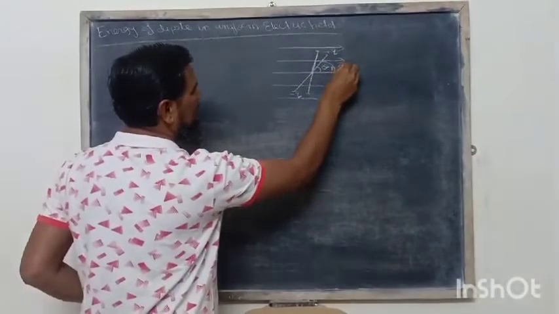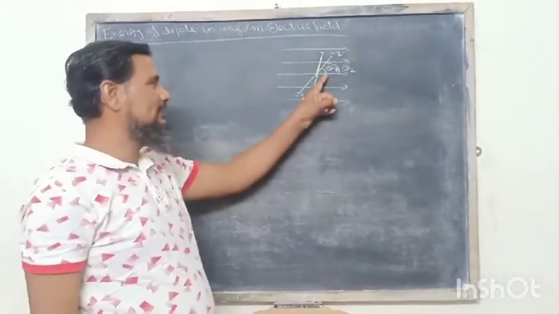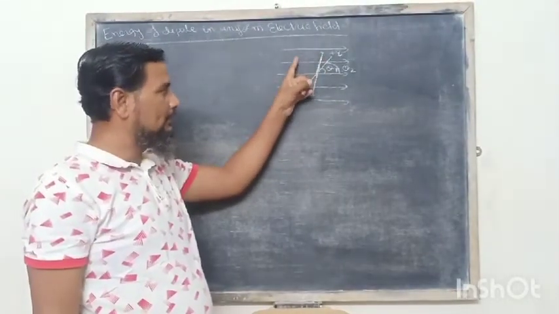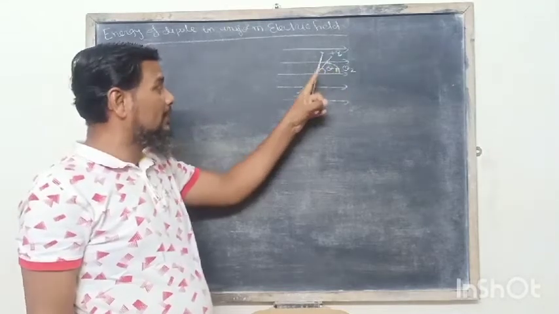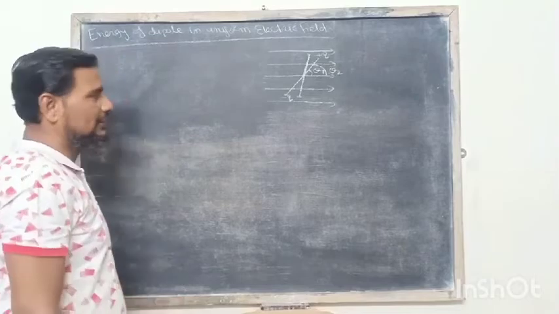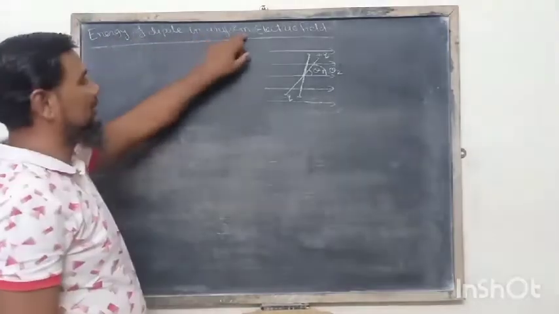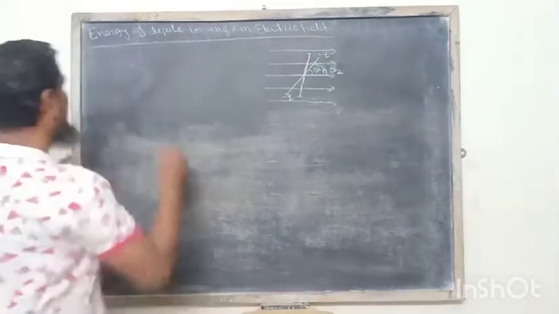This angle is theta 2. So we have to do a certain work in the rotation of dipole against torque, this work done is stored in the dipole in the form of potential energy called energy of dipole in uniform electric field.